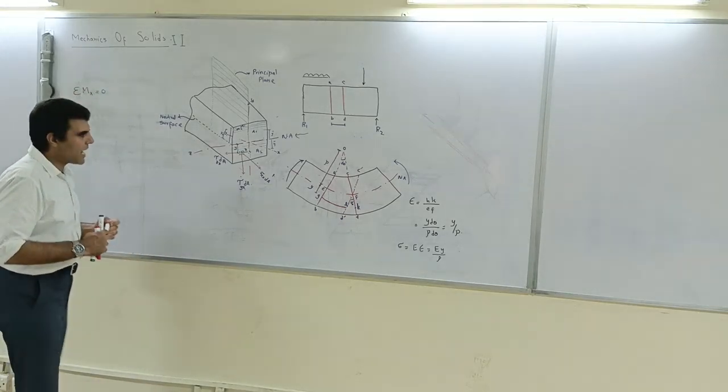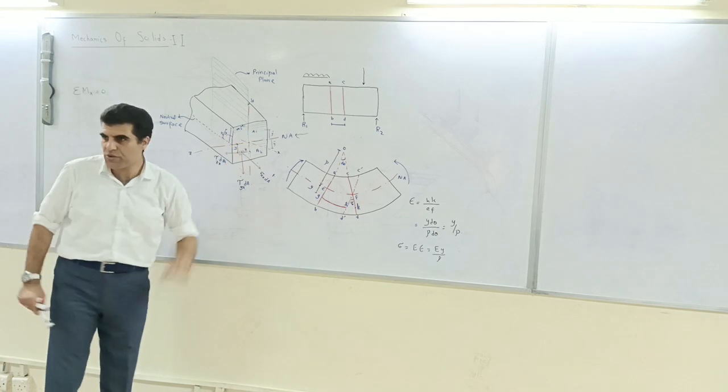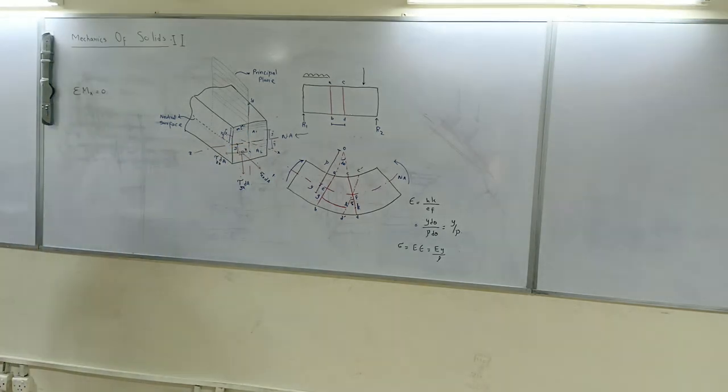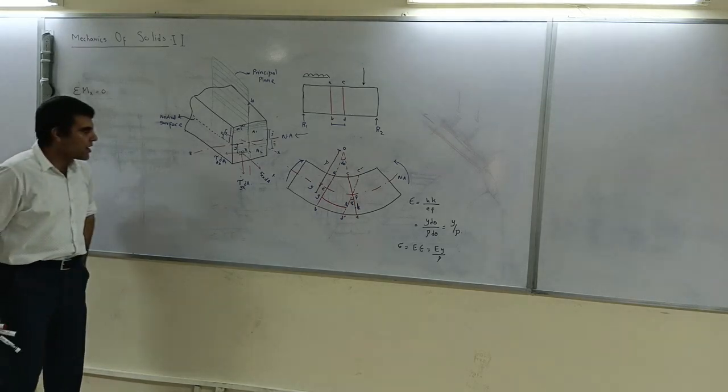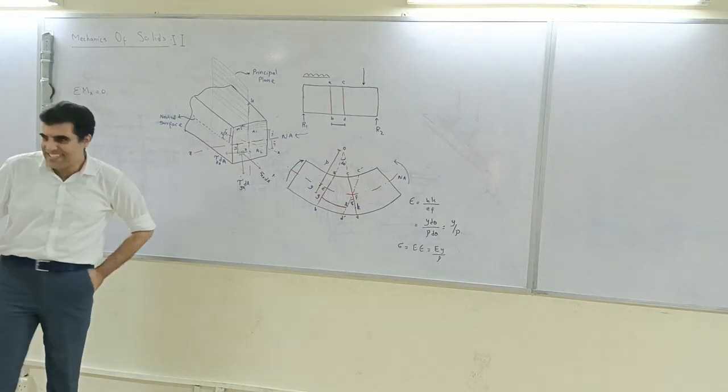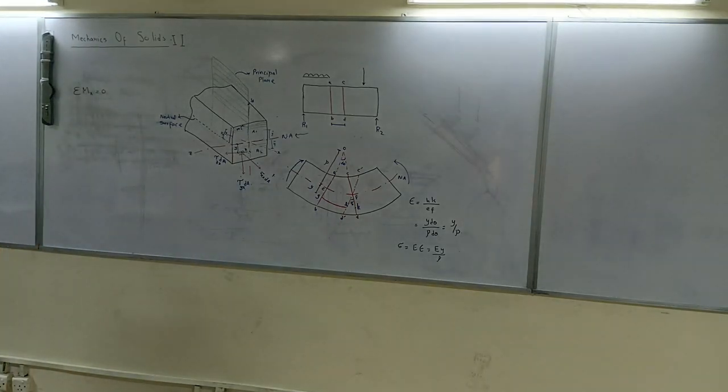Summation of moment about x-axis must be equal to 0. So what should we do? Summation of moment about x-axis is equal to 0. Remember, summation of moment means the external moment is equal to the internal moment. Okay? So the external moment in the x direction, summation of Mx, is a torsional moment, isn't it?